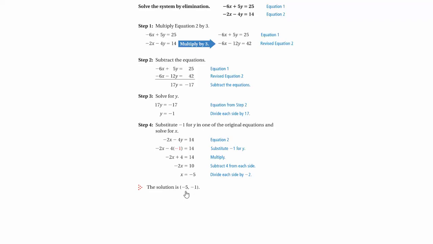Again, to check your work, you plug the 5 in for x and the negative 1 in for y, in both equations, and you check to solve for your work. Or you could also check by graphing, I guess. Either way would work fine, but you can plug them back into the equation as well.